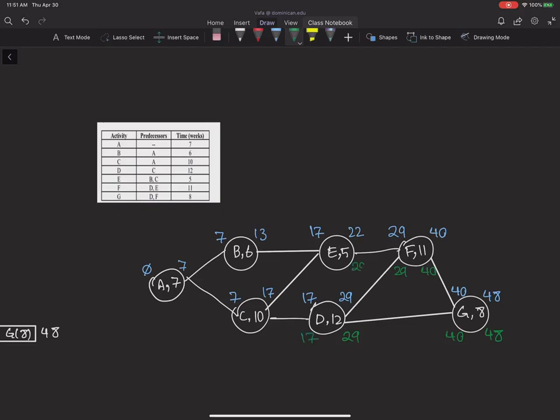Late finish for E as well would be 29. 29 minus 5 will give me 24. Between 24 and 17, I select 17 as the late finish for C. 17 minus 10 will give me 7 as the late start for C. And the late finish for B is going to be 24. 24 minus 6 will give me 18. And among 18 and 7, again, I select the minimum. The minimum is going to be 7 here. And the late start for A is going to be 0.